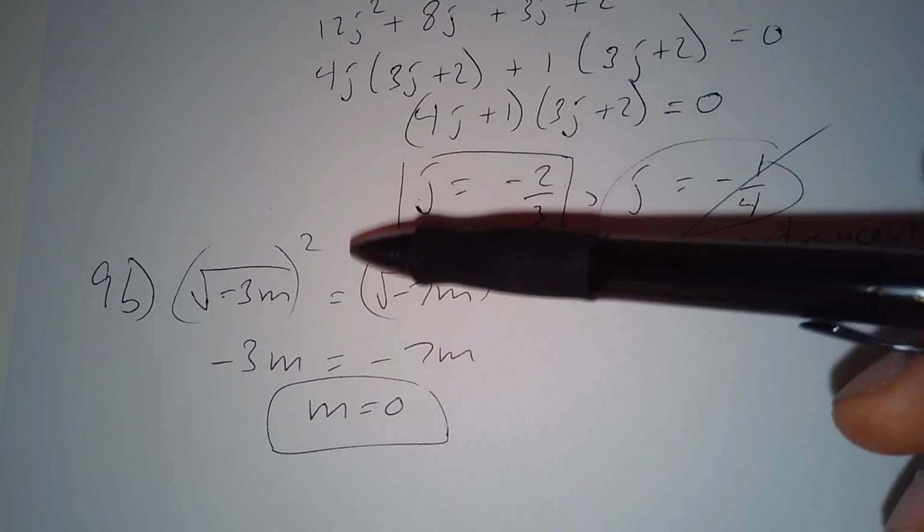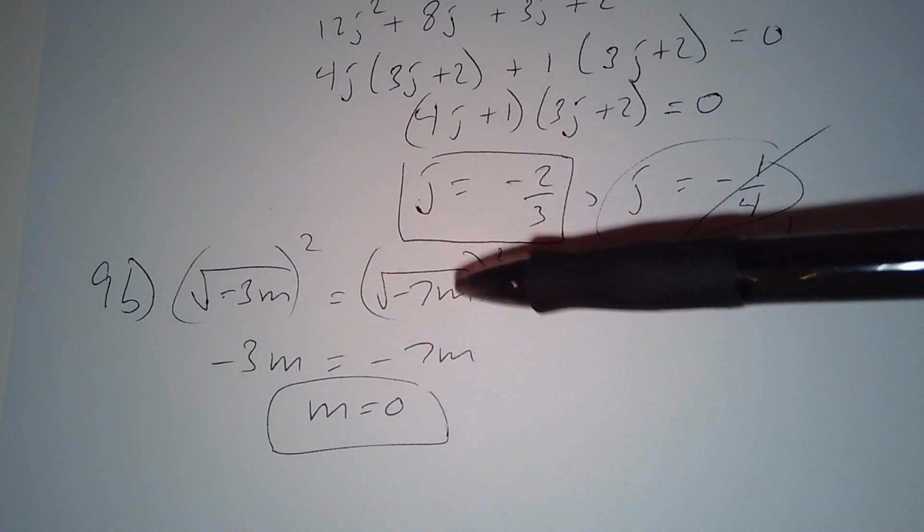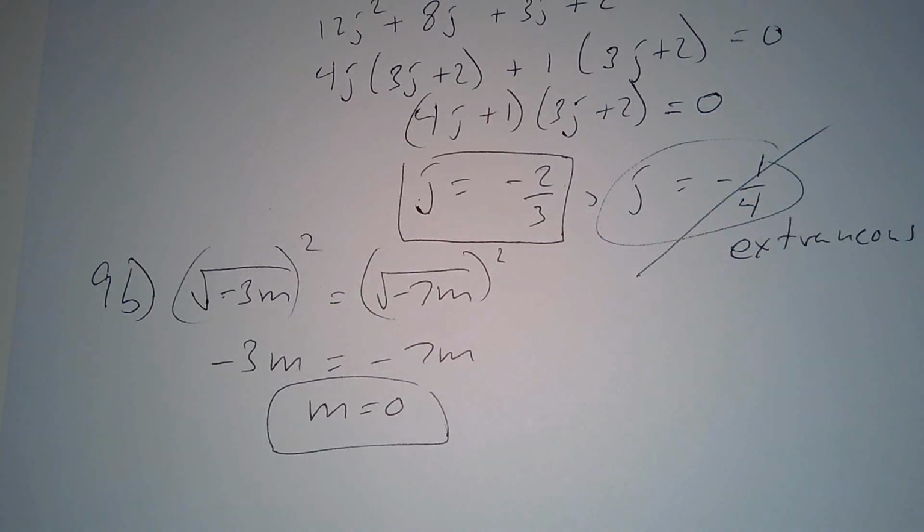Okay, 9b, square both sides. You get negative 3m equals negative 7m, so the only possible answer here is m equals 0.